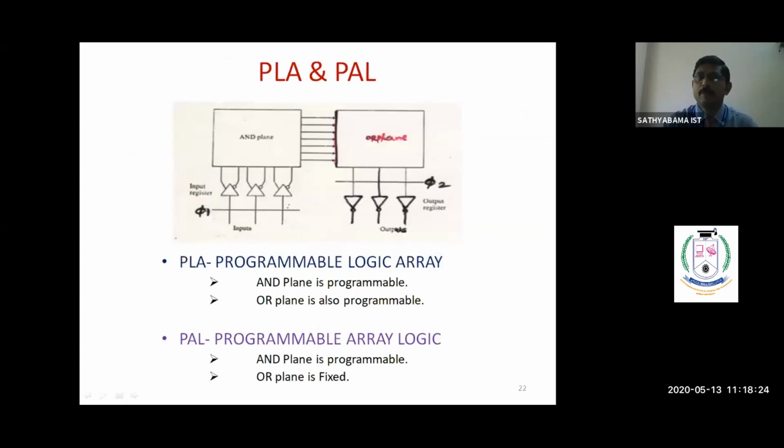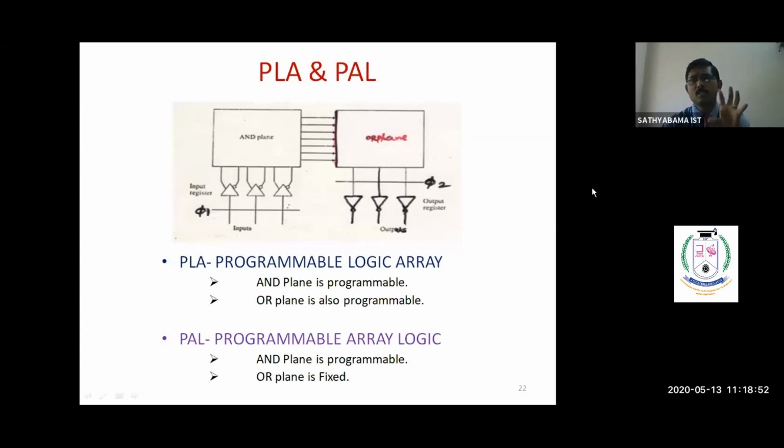In the case of PLA and PAL, it consists of two plans, the AND plan as well as the OR plan. We are giving the inputs to the AND plan. We are taking the outputs from the OR plan. The lines connected between the AND plan and the OR plan are called product lines.